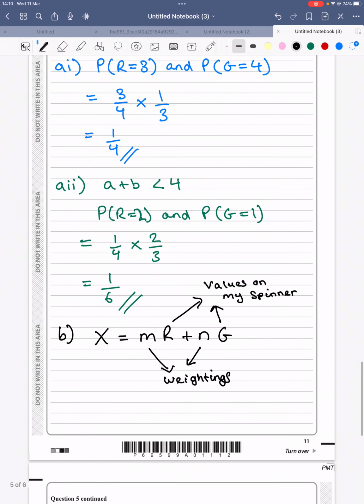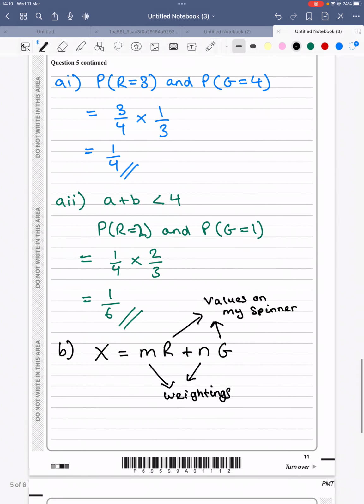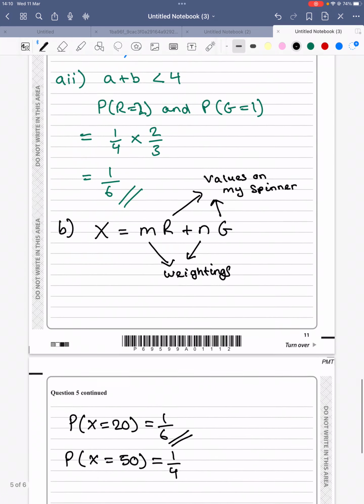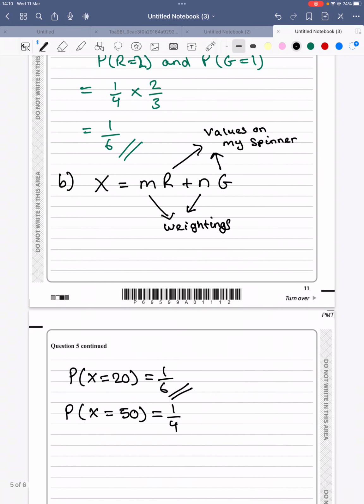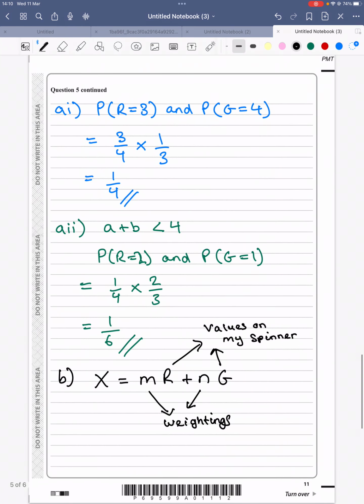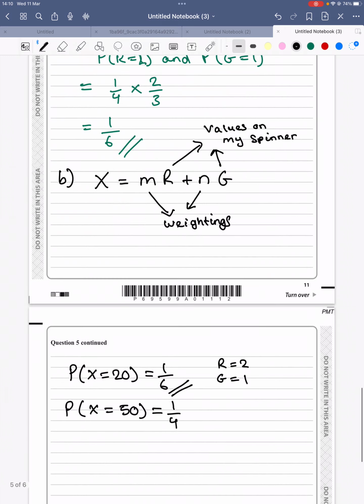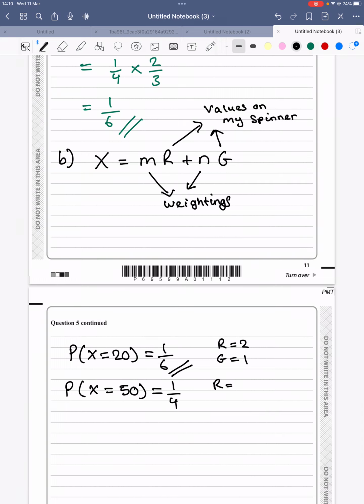If I return to the previous part, I saw that the only time that I would have a probability equaling 1 out of 6 is when red equals 2 and green equals 1. So I'm going to write red equals 2 and green equals 1. Also, what do I know? I know that this a quarter is also very familiar. So when would I have a quarter? That's when red equals 3 and green equals 4.